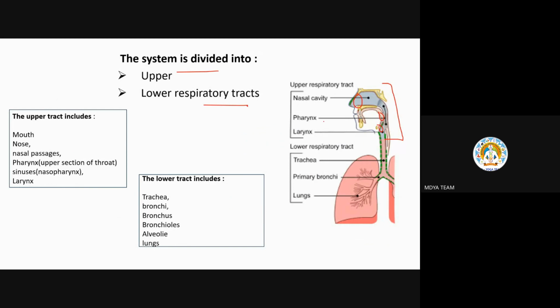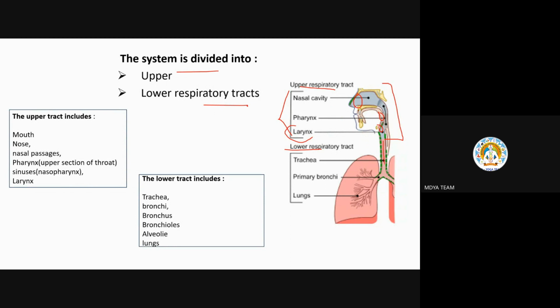In some books or some chapters you can see that the larynx is included in the lower respiratory tract. This could change, okay? Somewhere it is written that it is in the lower respiratory tract, and somewhere it is written in the upper respiratory tract. No need to go deep into that. It's okay. So now we are taking it as in the upper respiratory tract. This is how it is divided.